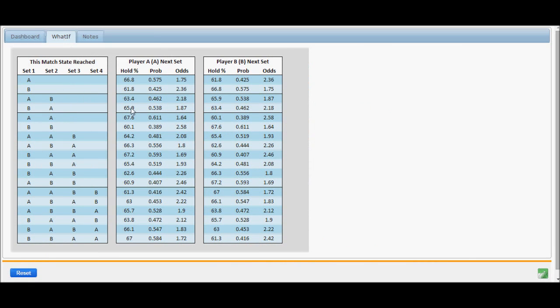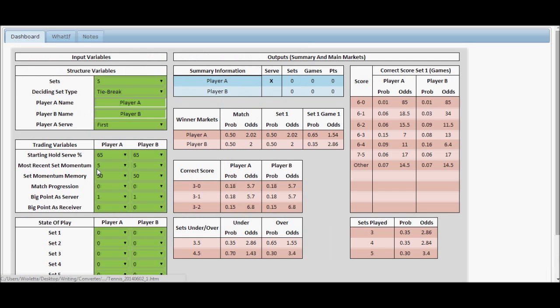And so that's what the What If is about, is really to get a feel for how the match will progress, and to really nail down hopefully that you agree with what would happen in the given situation. So for example here, look, BB, you see quite a strong move to player A because he's won the last two sets. So these two essentially go together in that respect.